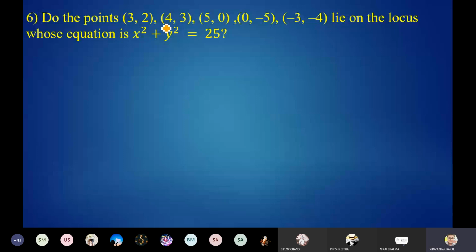Do the points (3, 2), (4, 3), (5, 0), (0, -5), (-3, -4) lie on the locus? The equation is x square plus y square is equal to 25. The question is giving you multiple points here, and it's asking you to check whether the points lie on this locus or not. So this will be the last question for today. So let's do it.